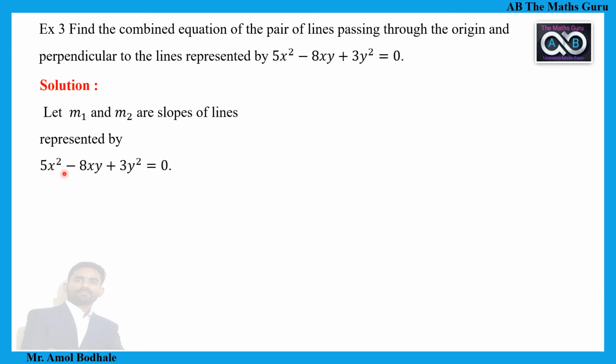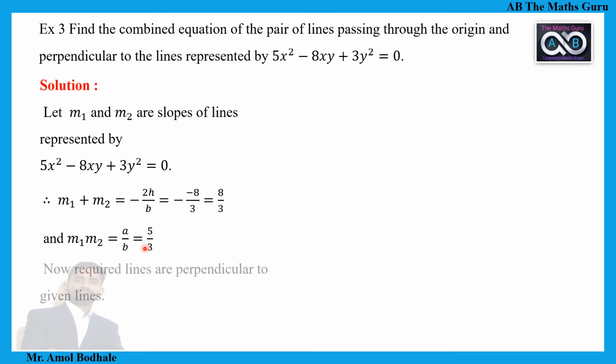So 5x square minus 8xy plus 3y square equal to 0. Here, if we compare this equation with the standard equation, we get a, 2h and b. As we know, m1 plus m2 is minus 2h upon b. So minus 2h which is minus of minus 8 upon b which is 3. So we get 8 by 3. And m1 into m2 is a by b. a is 5 and b is 3. So we get m1 into m2 as 5 by 3.